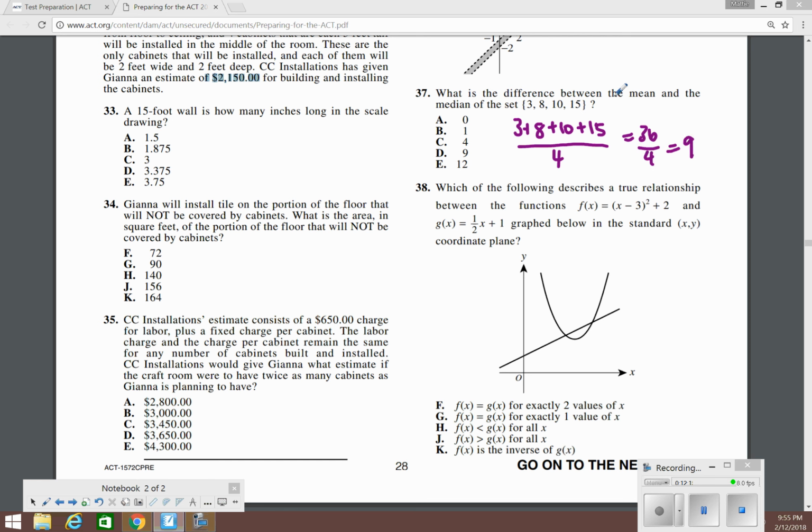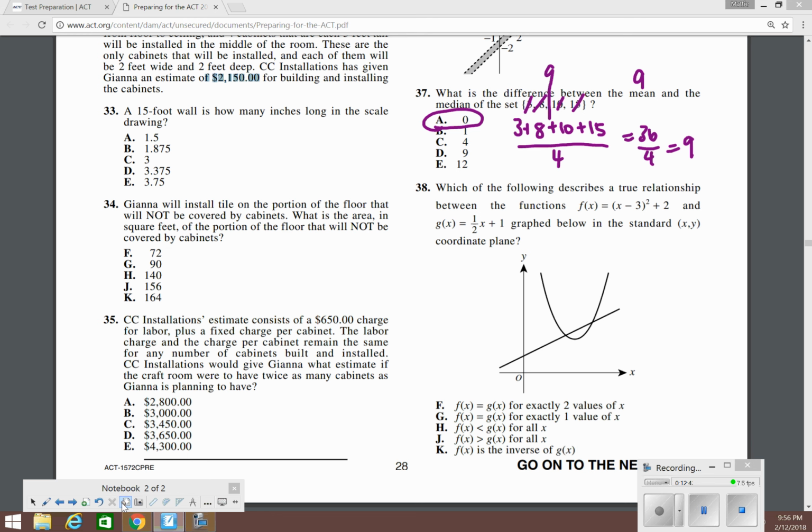That is my mean. My median is where I line them all up, which they're already lined up, and then I find the middle number. So 3 and 15, there's one from the left and one from the right because I'm working my way in towards the middle. 8 and 10, my middle is going to be the number in between 8 and 10, which is also 9. So what is the difference between 9 and 9? The difference is 0. They are 0 numbers apart.